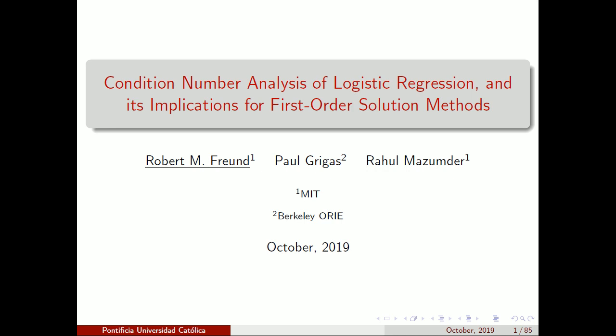So we recently submitted a paper for publication. And this is work with Paul Grigas, who was a PhD student at MIT, and who's now on the faculty at Berkeley. And his doctoral student right now is Alfonso Lobos, who was a master's student here. And Rahul Mazumdar has also participated in this project. He's a statistician at MIT. And this is Pontificia Universidad Católica.